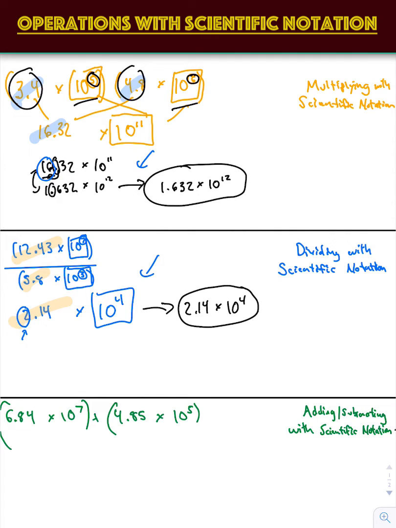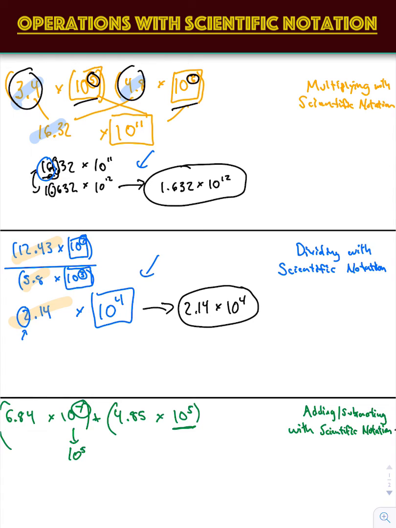So right now I have 6.84 times 10 to the 7th plus 4.85 times 10 to the 5th. What I need to evaluate is how can I move my larger decimal so that it is in the same form as my other base 10 exponent. So right now I have 10 to the 7th, and I want 10 to the 7th to become 10 to the 5th. So how could I make 10 to the 7th become 10 to the 5th?